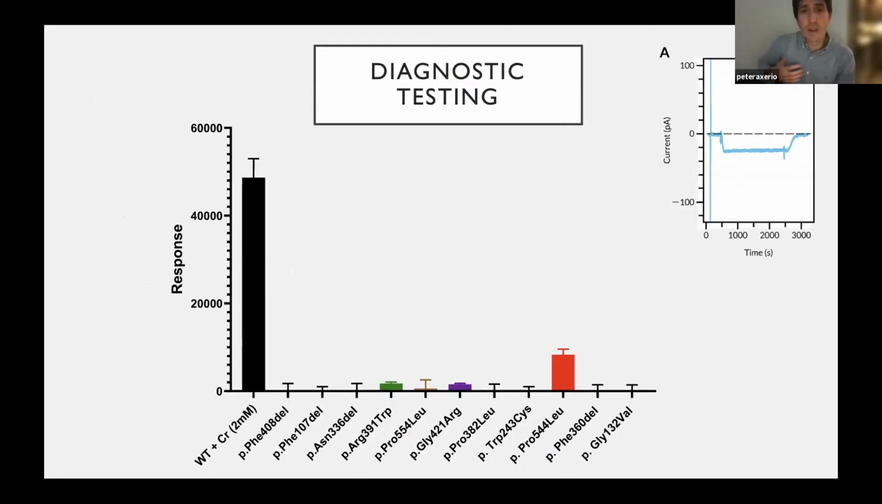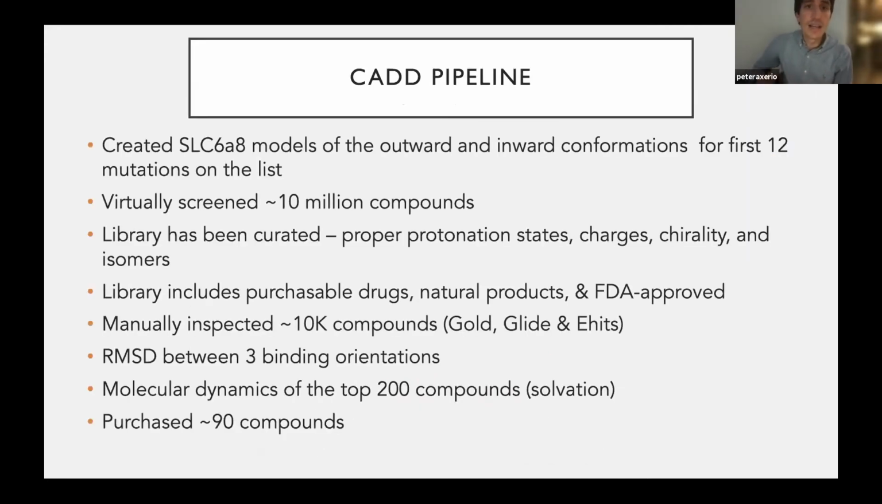So the first step was diagnostic testing. This was just a handful of mutations that we tested, and some had residual activity, some had 0. We use this as a baseline so that when we test them with drugs, we know where we are in terms of the baseline. We're testing this in both methodologies, electrophysiology and carbon-13, and then trying to see how these drugs affect all these mutations.